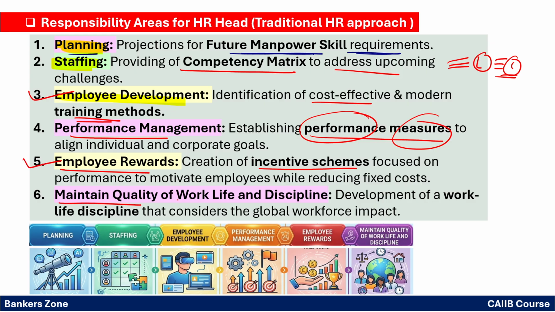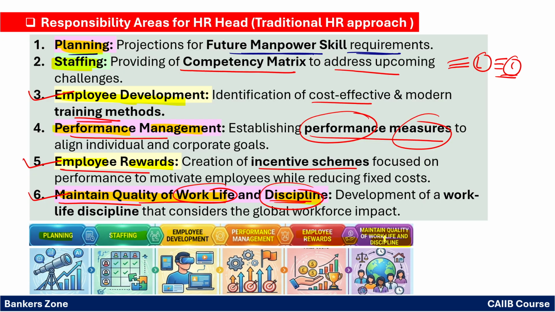Maintain quality of work life and discipline. There must be proper discipline, also work-life balance. Maintaining that in the organization is a part of the HR head, right? These are the areas, the responsibility areas, of the HR head: planning, staffing, employee development, performance management, employee reward, maintaining quality of work life and the discipline in the organization. Very simple, right?